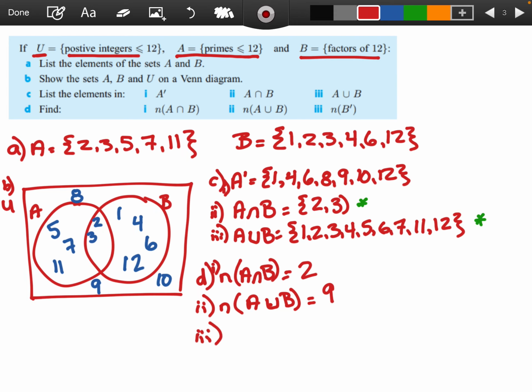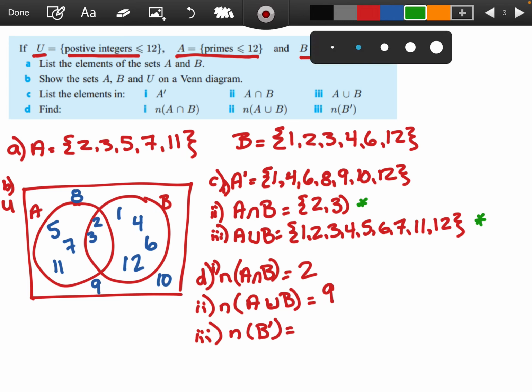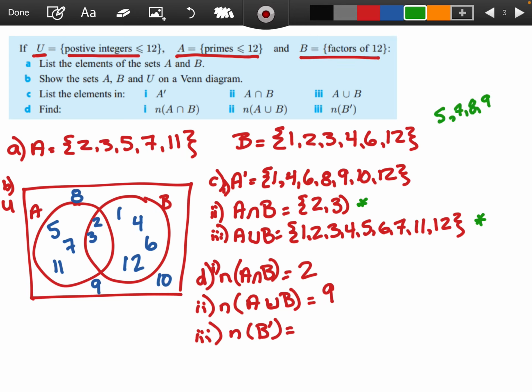And the last part is n of B prime. So that's the number of elements in the complement of B. So it's everything that is not in B. So if I just sort of jot this down, so not in B, we've got 5, 6 is there, 7, 8, 9, 10, and 11. So that accounts for everything in the universal set minus what's in B. So we've got 1, 2, 3, 4, 5, 6 elements. So our answer for that one is 6.